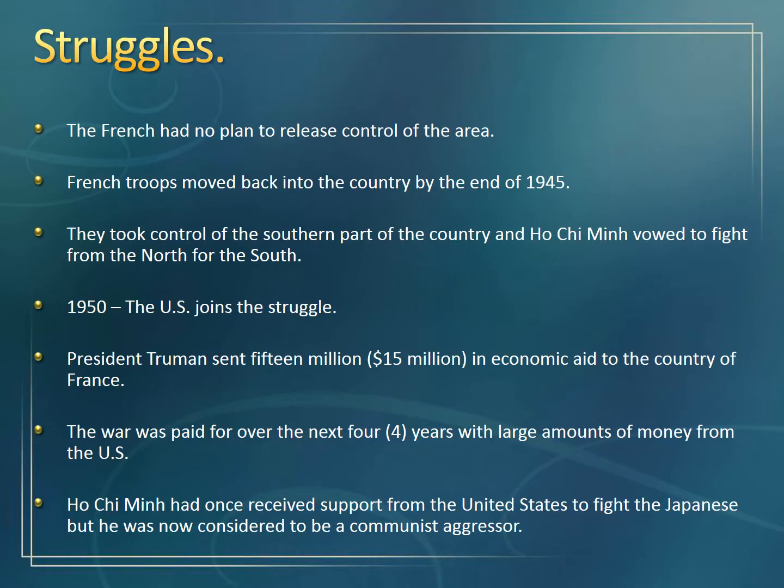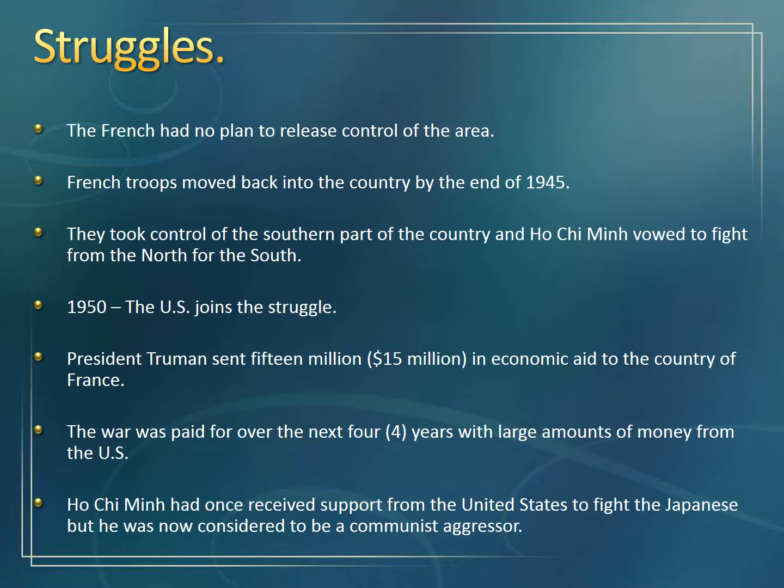Now, the French had no plan to release control of the area, so French troops moved back into the country by the end of 1945. They took control of the southern part of the country, and Ho Chi Minh vowed to fight from the northern part of the country for the southern part. So we have the French troops in the southern part of the country, and Ho Chi Minh says, no, we're going to fight back against that.